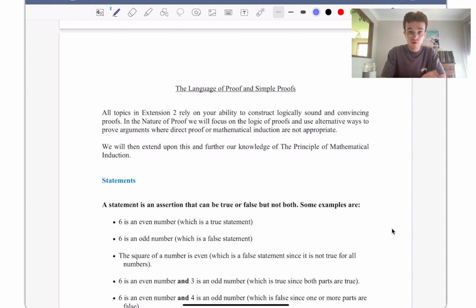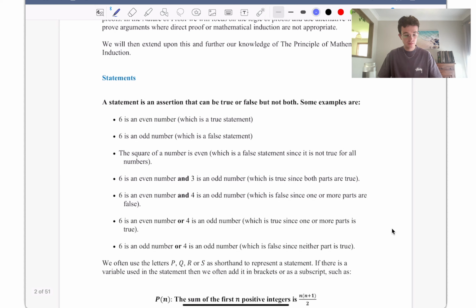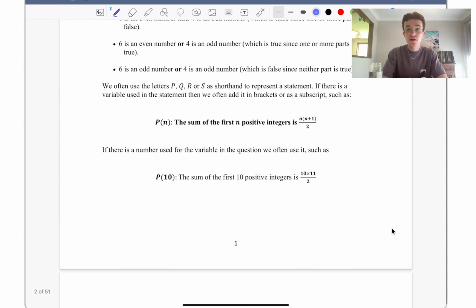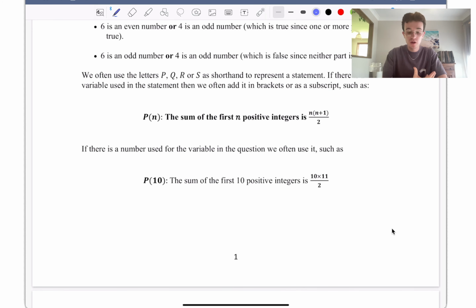In the nature of proof, we're going to focus on logic and alternate ways to prove things where direct proofs such as induction are not appropriate. Okay, so a statement in mathematics is an assertion that can either be true or false, but not both. Some examples are: 6 is an even number, a true statement, or 6 is an odd number, a false statement. Often we're going to use letters to represent these statements. So the sum of the first n positive integers, we might say is P(n).